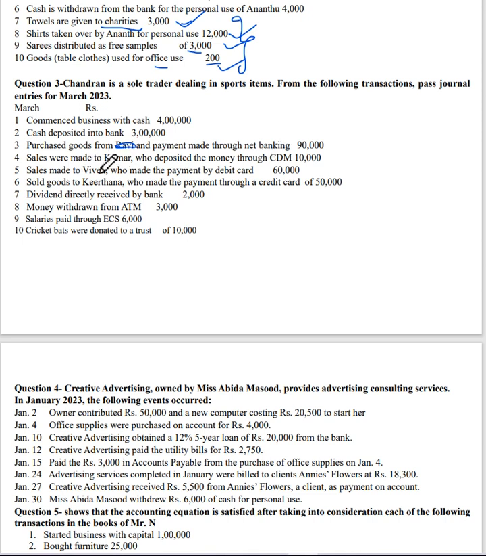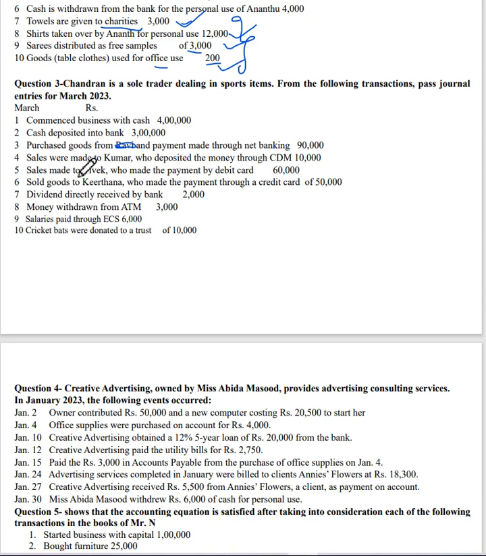Next is sales were made to Kumar, who deposited the money through CDM. CDM here means cash deposit machine. So the goods which we sold to Kumar, he has already paid the money, but not in the form of cash. He paid it by depositing that money in a cash deposit machine. So CDM is a form of banking again. So here we say that bank account debtors to sales account, because we did the sales, we generated the revenue, we are crediting that, but what is increasing? The cash amount in our bank is increasing because he paid the money to us by depositing it into a cash deposit machine.